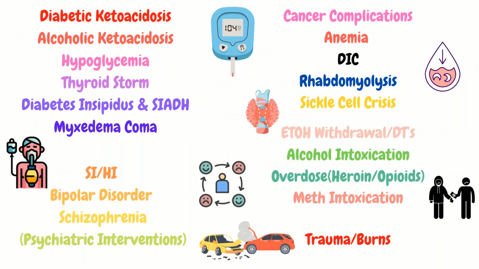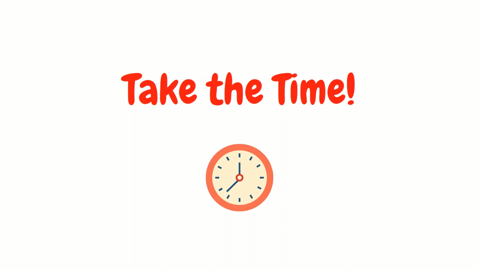Here, I just wanted to list some of the other important conditions that you should take the time to familiarize yourself with. These include DKA, hypoglycemia, suicidal and homicidal ideation, cancer complications, sickle cell crisis, alcohol withdrawal, and delirium tremens. So, of course, as I said, please take the time to familiarize yourself with each of these conditions. Again, you're going to be a better and safer nurse for it.